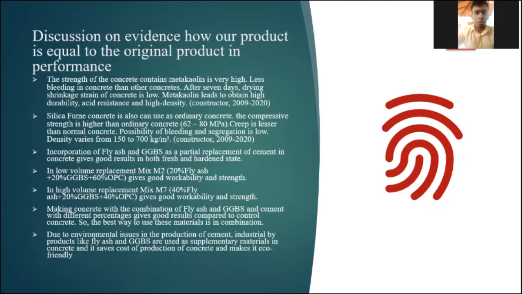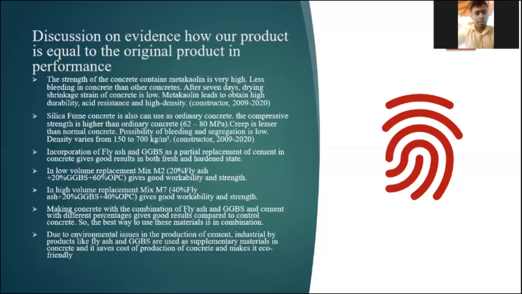Silica fume concrete can also be used as ordinary concrete. The compressive strength is higher than ordinary concretes. Creep is lesser than normal concrete. The possibility of bleeding and segregation is low. Density varies from 150 to 700 kilograms per cubic meter.